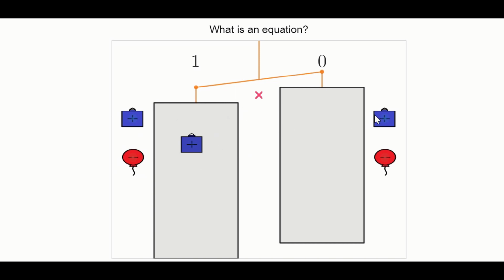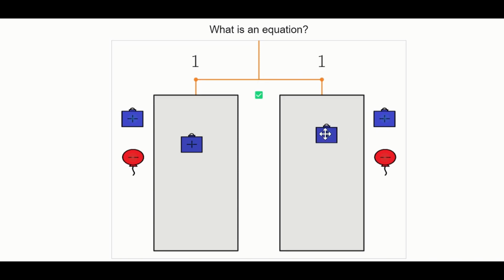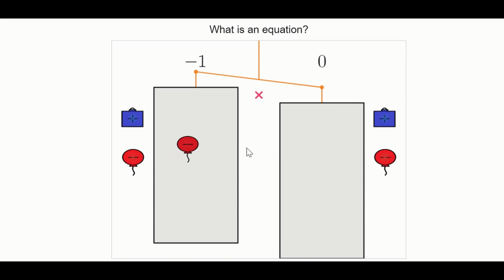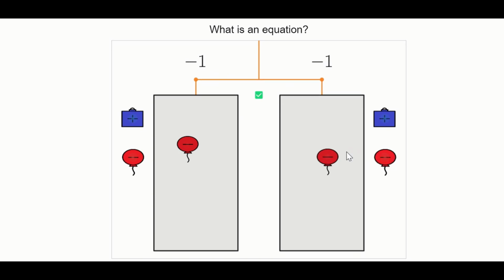To keep it balanced, I could add a weight to the other side. What do you notice happens when I put a balloon onto my scales? When I add a negative number to my scales, notice that it moves in the opposite direction. The balloon pulls this side of the scale up. So to keep this balanced, I can add a balloon to the other side.